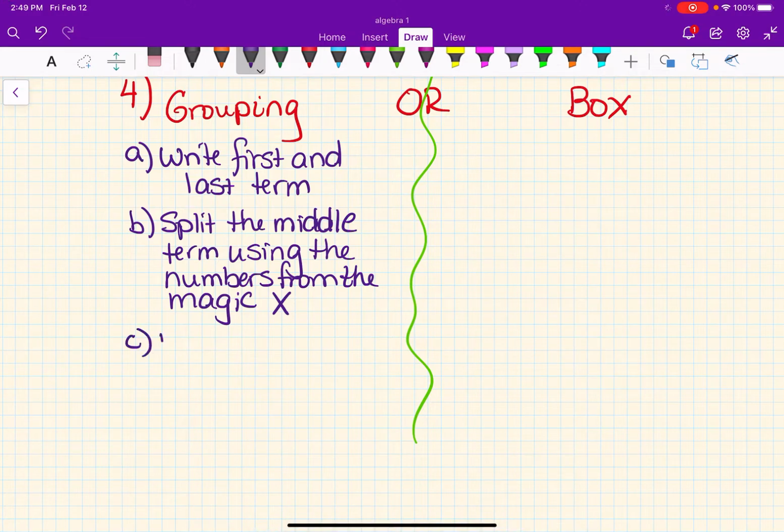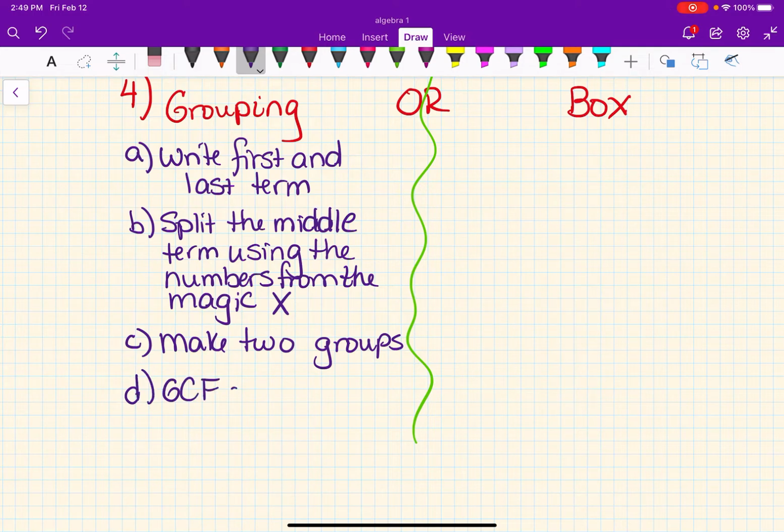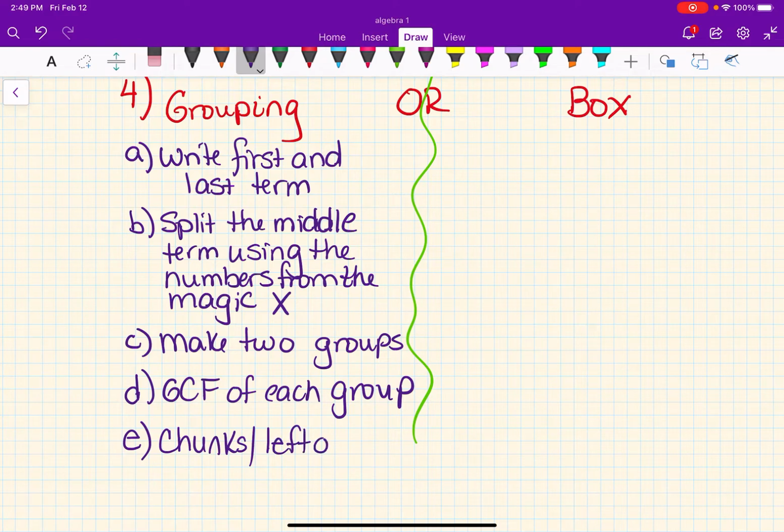So we're going to make two groups of 2. You're going to use the GCF in each, greatest common factor of each group. And then the last step is hard to describe, so we're going to call it chunks and leftovers, and you'll see what I mean when I do this. Okay, so grouping does have a few more, feels like there's more steps to it, but some of you will find grouping makes more sense to you than the box method. The box method really is also grouping, it's just using a graphic organizer for the more visual learner.